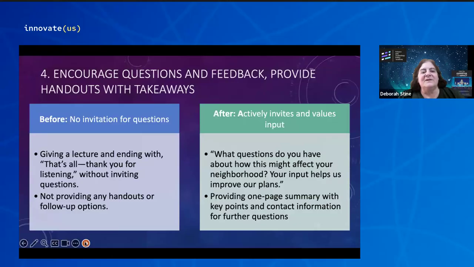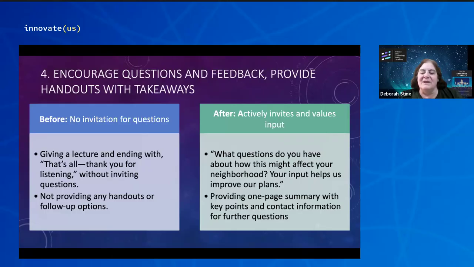Okay, so the fourth tip is encouraging questions and feedback, and providing handouts with key takeaways. When you're at a meeting, whether it's a virtual event or a public event, you always want them to go away feeling that any questions they have been answered, and that there's something they can refer to for more information. Maybe they're going to talk to somebody about it later, and they don't remember everything that you had. So it would not be good to give a lecture and then say, with thanks, that's it.